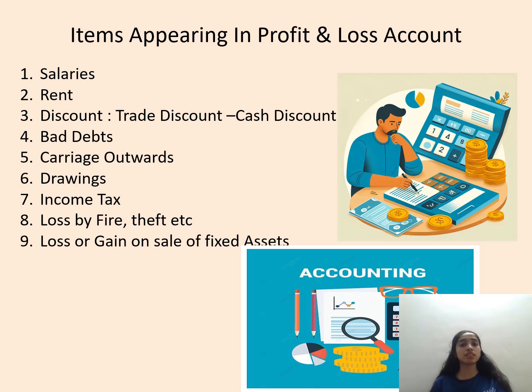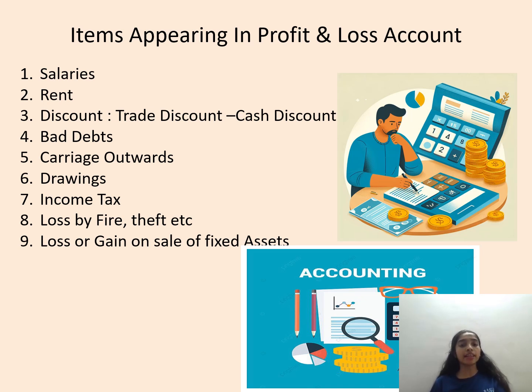Next is discount, cash discount. This is given on the receipt for prompt payment. Discount allowed is shown as an expense on the debit side. Discount received is shown as income on the credit side. Trade discount is not recorded in the profit and loss account as it is deducted directly from the invoice value. Next is bad debt, which represents an amount that cannot be recovered from the debtors. It is an expense debited in the profit and loss account. Any recovery of previously written off bad debts is credited as income.